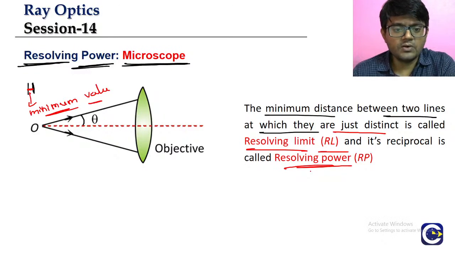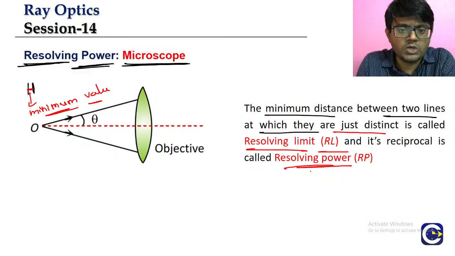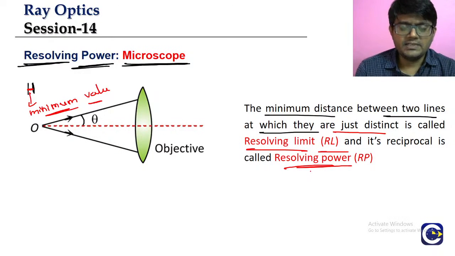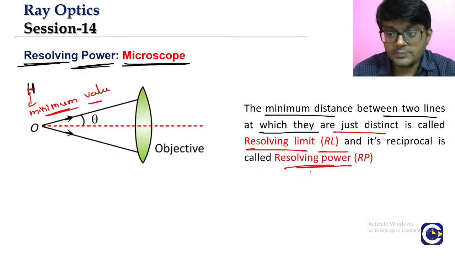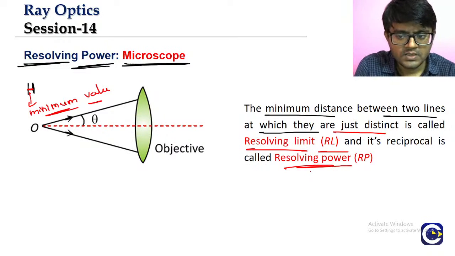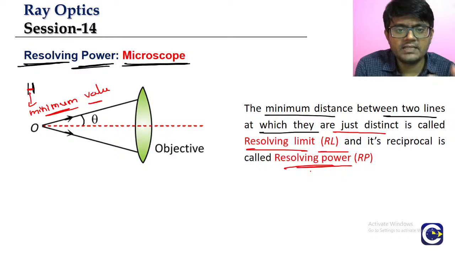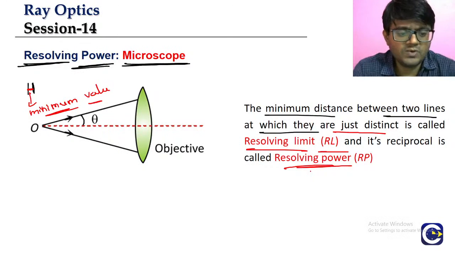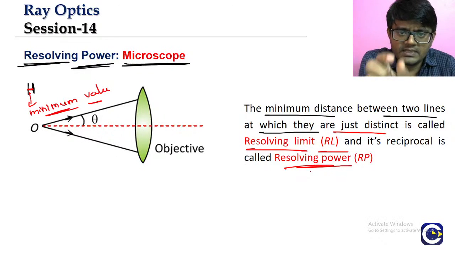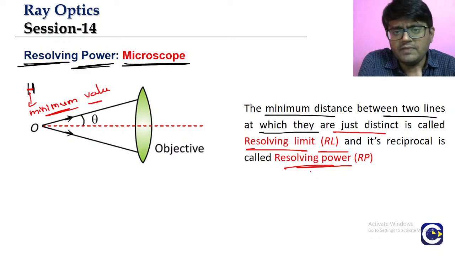So resolving power is an indication, because when we want to choose a microscope for certain very precision based experiments, we want a microscope with a high resolving power. So the resolving power is nothing but the reciprocal of this resolving limit. What is resolving limit? Think about it. You have 2 closest lines. If you bring them even closer, the microscope will not give you distinct images. That minimum distance between those lines for which you will get distinct images is called the resolving limit.